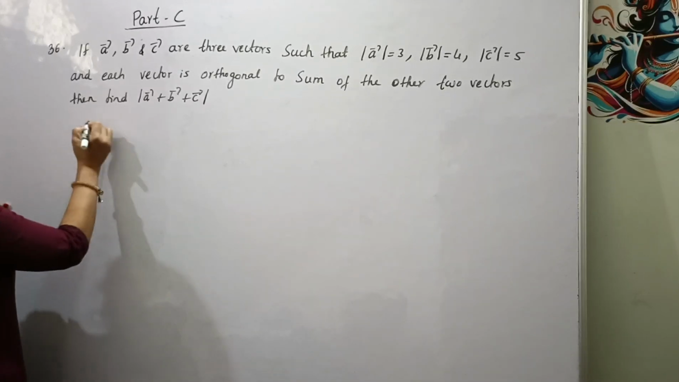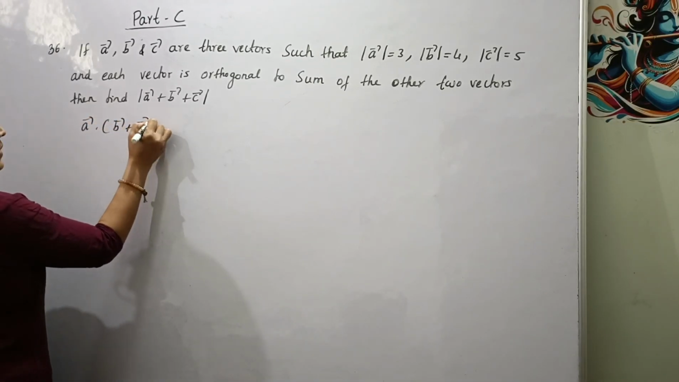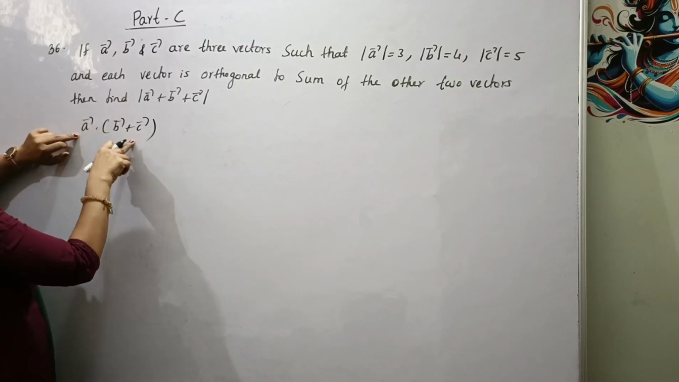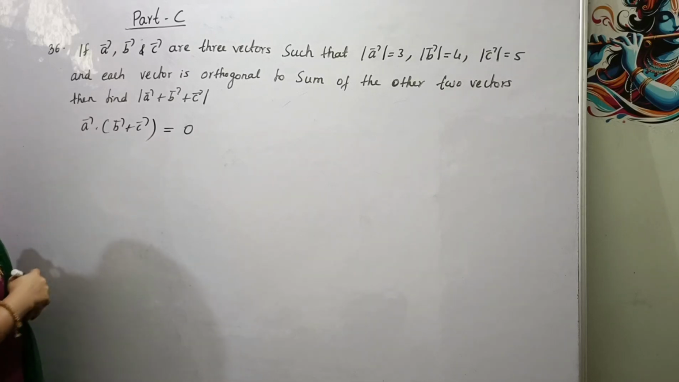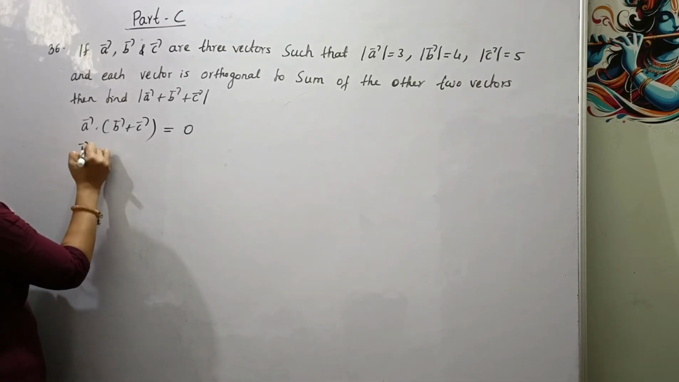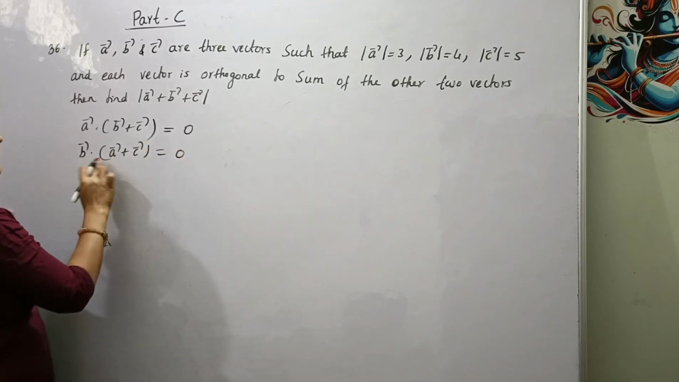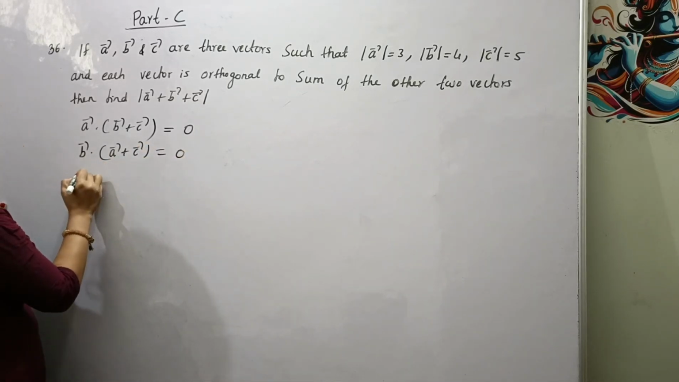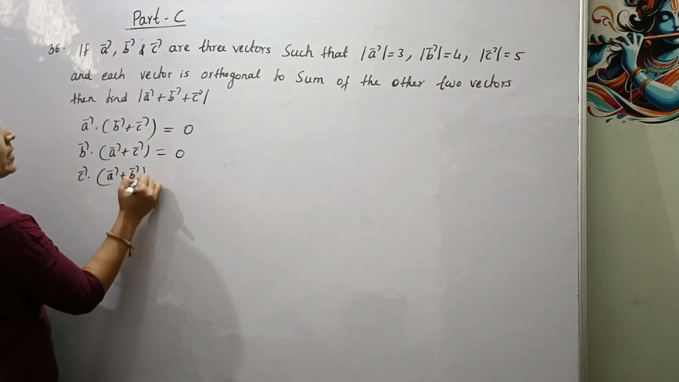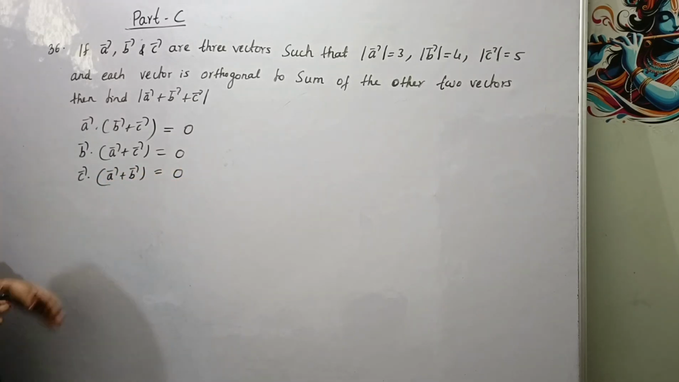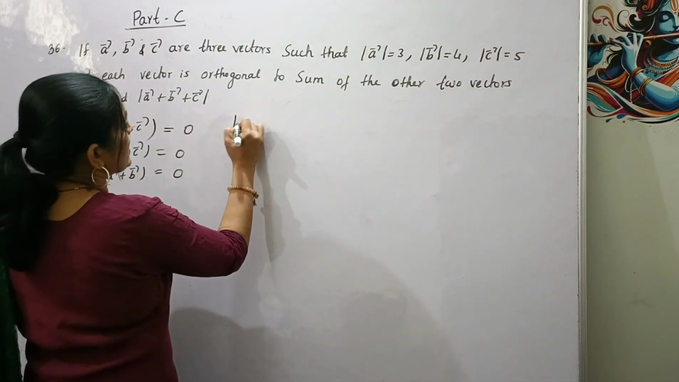So here we can write vector A dot vector B plus vector C. Vector A is orthogonal to vector B plus vector C, therefore their dot product is 0. And vector B dot vector A plus vector C is equal to 0 because they are perpendicular. And vector C dot vector A plus vector B is equal to 0. We need to find modulus of vector A plus vector B plus vector C.